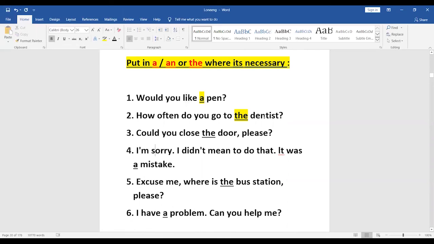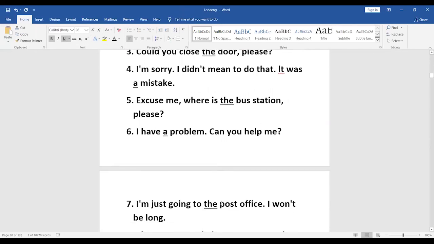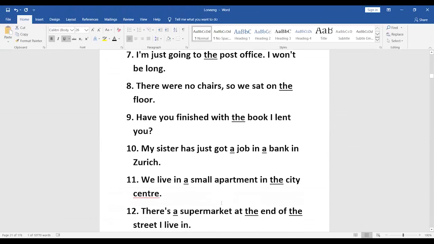How often do you go to the dentist? So dentist, a very specific doctor, and I'm using the, which is to show that I'm being very specific. Okay. All the other answers are for you to practice at home. Please go through these sentences, write them down, pause the video, practice them, memorize them, so that you will be able to use correct sentences.